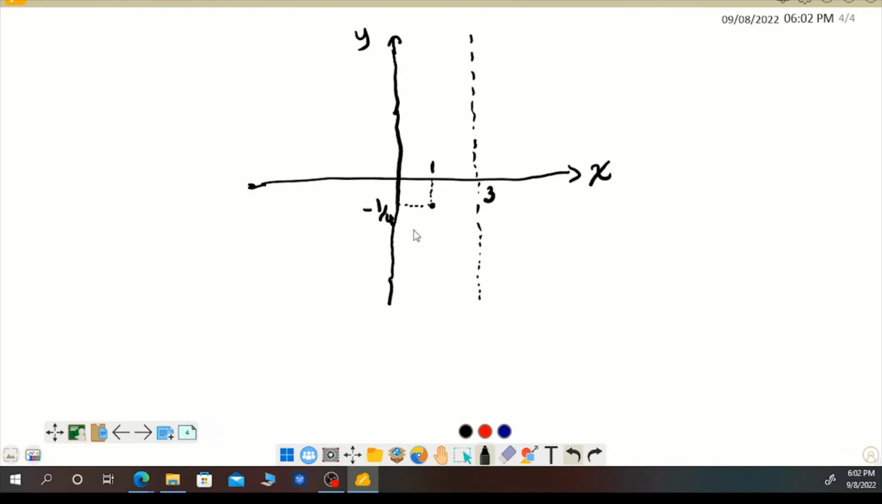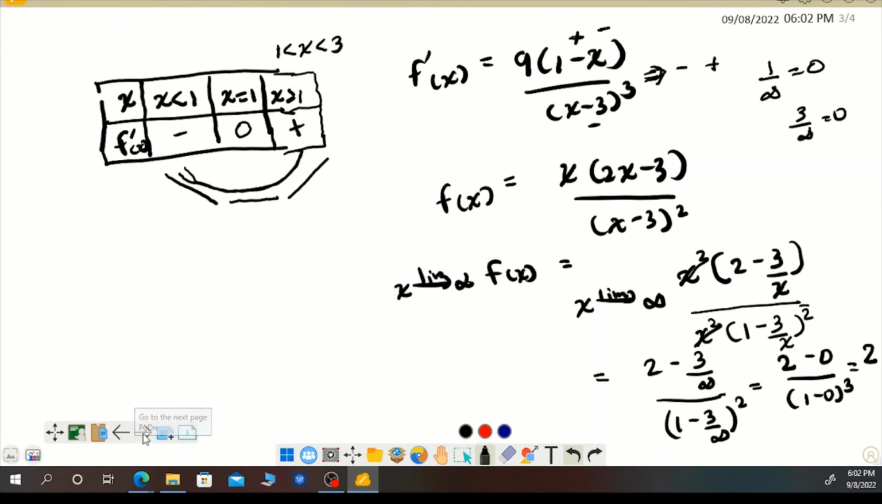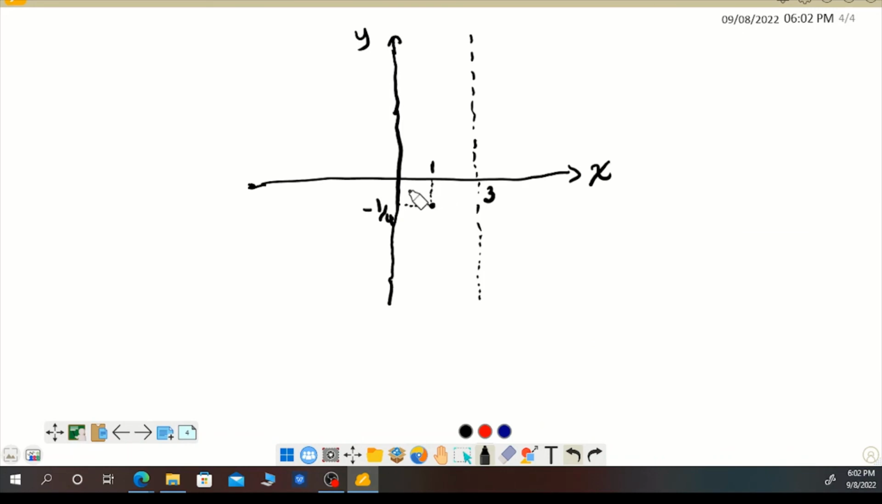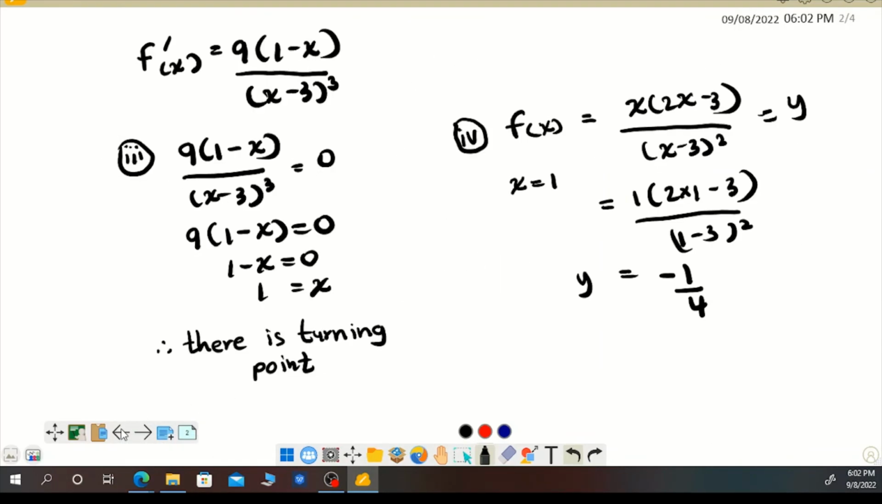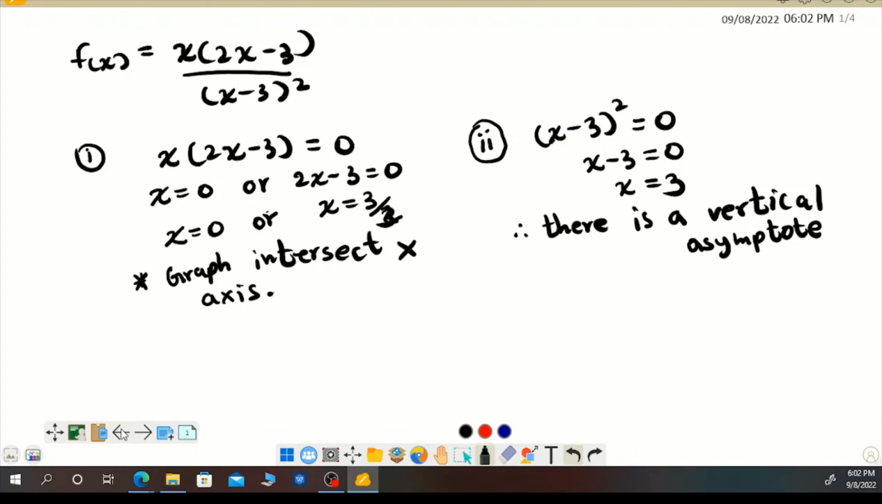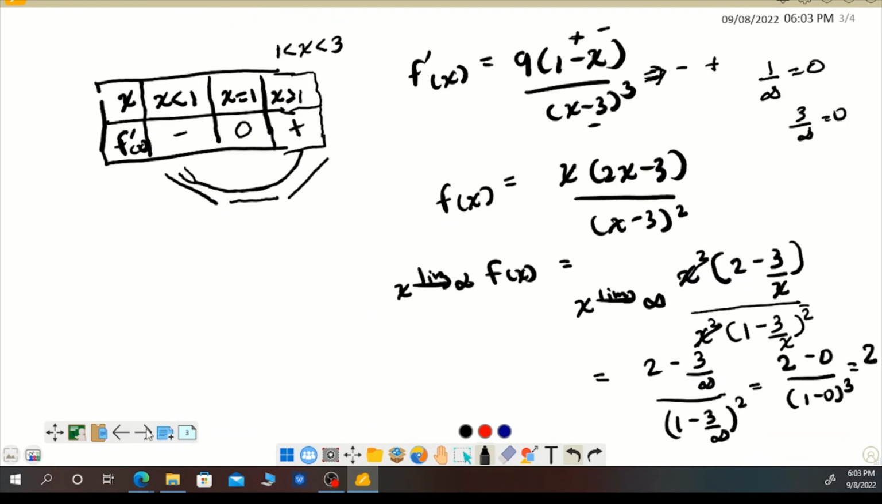Now I can draw the turning point shape near the turning point value. I get that the turning point is a minimum, so I can draw a shape like this. This is a minimum, so I can draw the graph as this. And I know the graph intersects the x-axis at x equals 0 and x equals 3 divided by 2, which means 1.5, right?